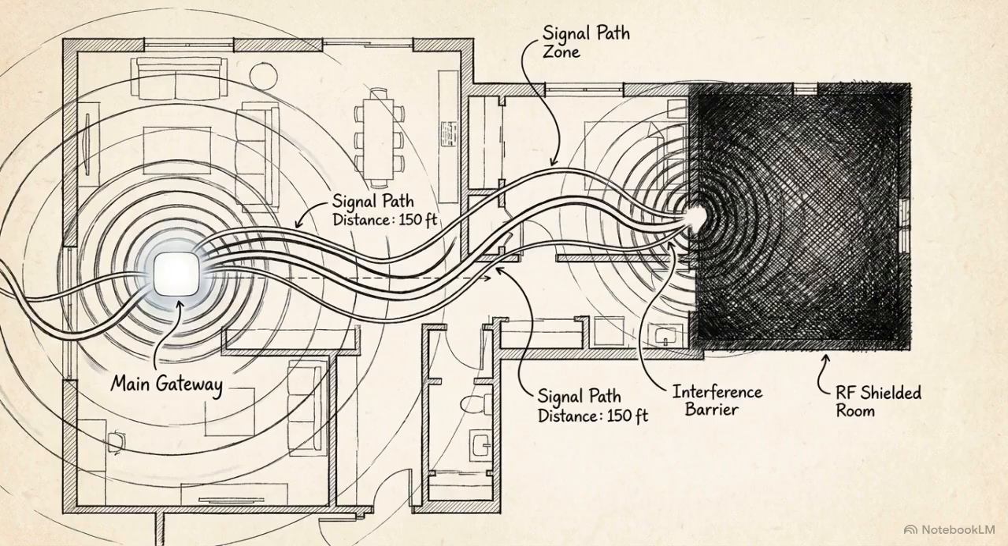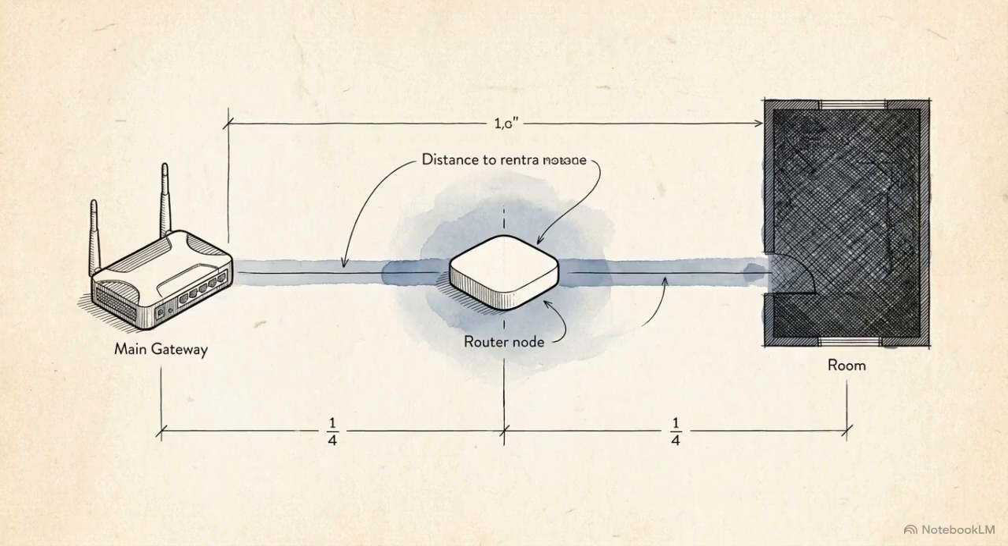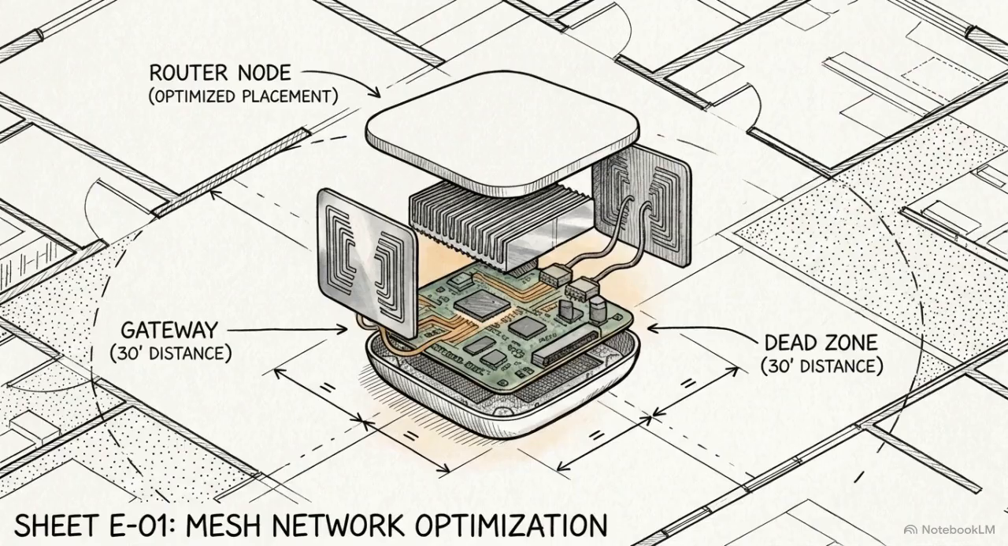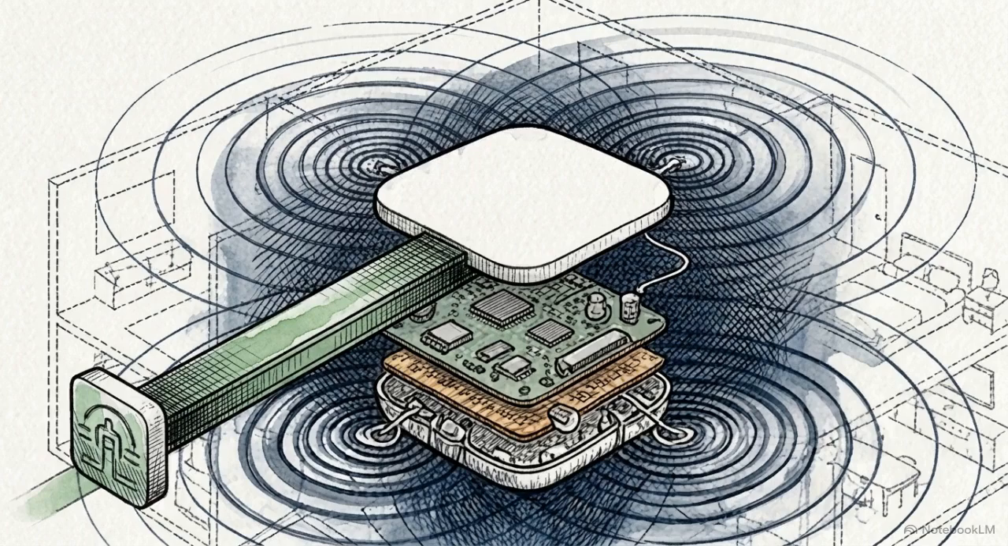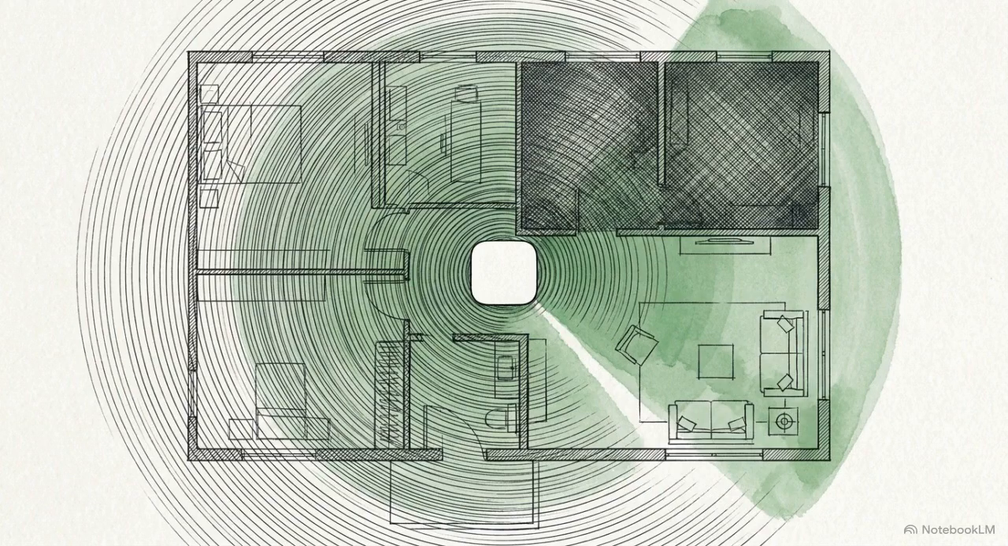The correct strategy is to position your satellite nodes exactly halfway between the main gateway and the dead zone you are trying to illuminate. By placing the hardware at this midway point, the node secures a high signal-to-noise ratio for its connection back to the main router, giving it the necessary bandwidth to push into the weak area.